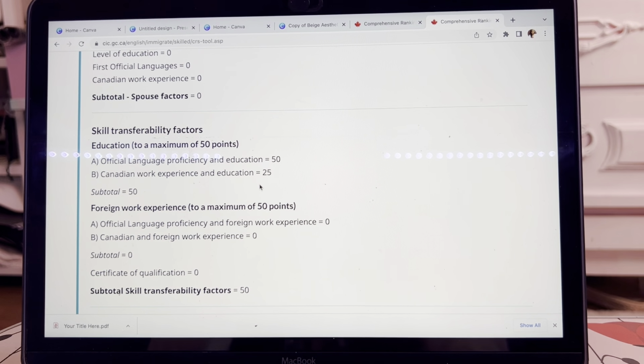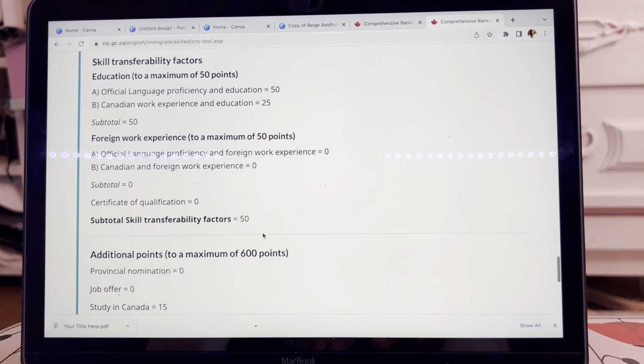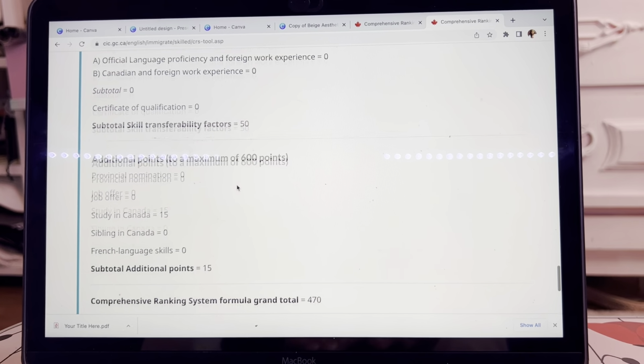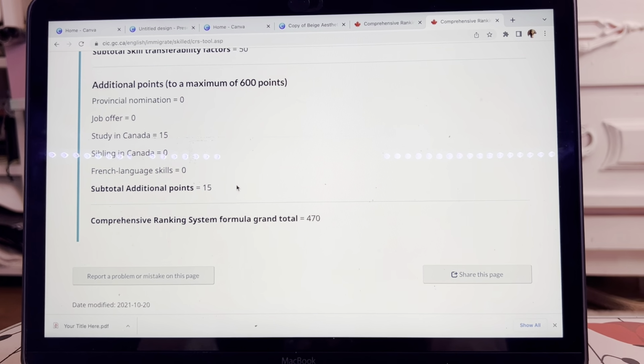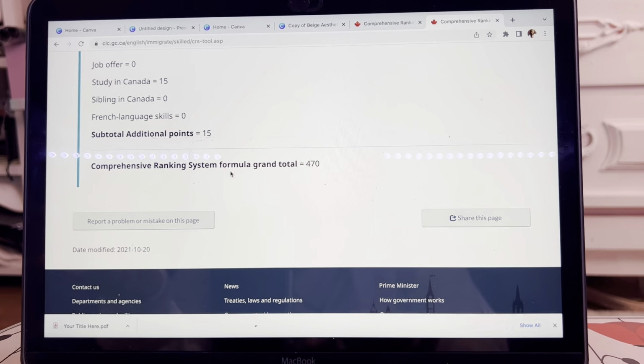And then the skill transferability factors. So I can say that the official language proficiency and education really helps when you have a high score in your English test. And then the Canadian work experience and education, I only have like 1 year, so it's just 25. And I got a 50 for the skill transferability factors. For foreign work experience, I have none. Okay, and then the additional points, I only have 15 for the study in Canada. So I got 470. My score is 470.